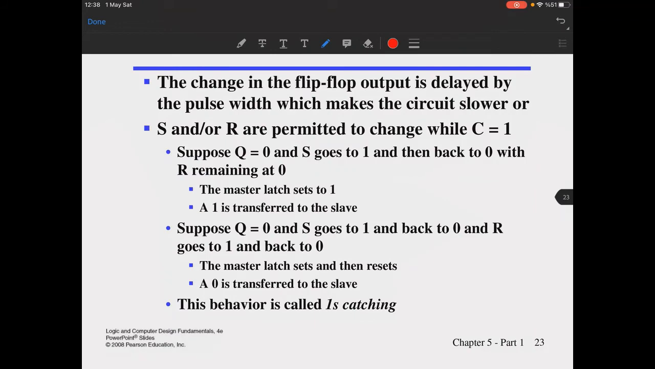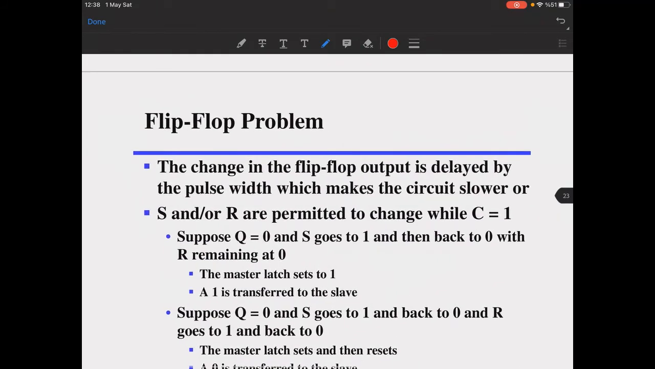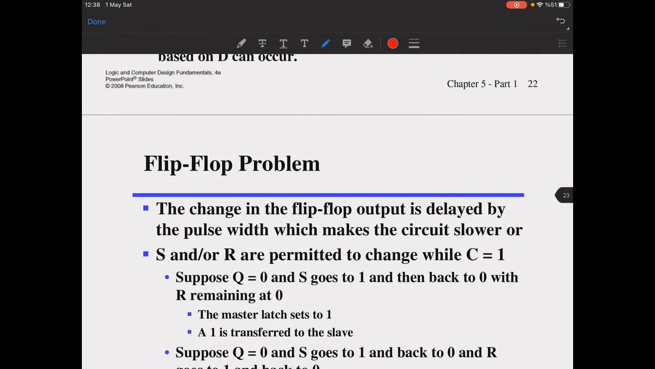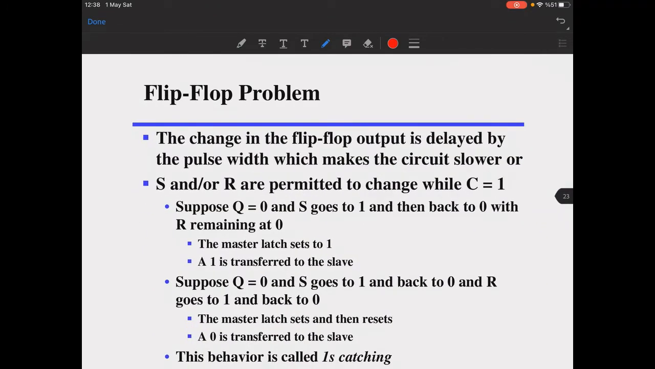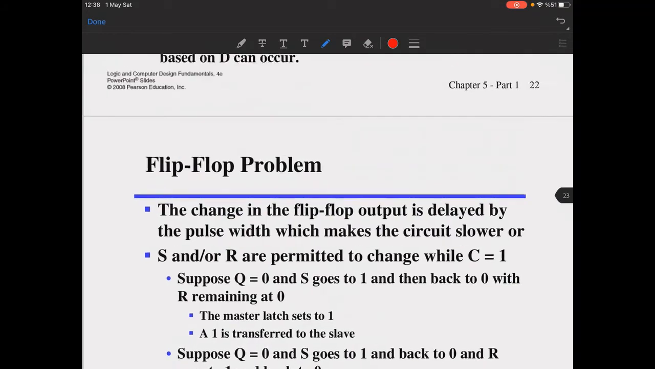But the thing is, there's still a problem here, and suppose that your Q is 0 and S goes to 1 and then back to 0 with R remaining at 0.